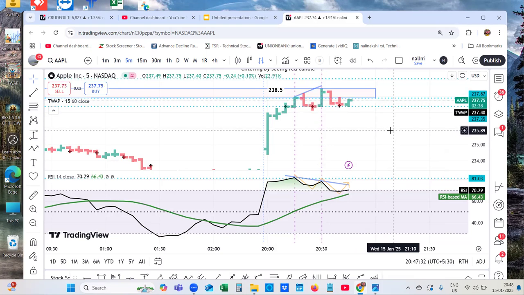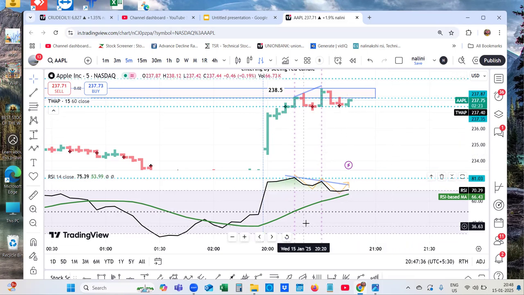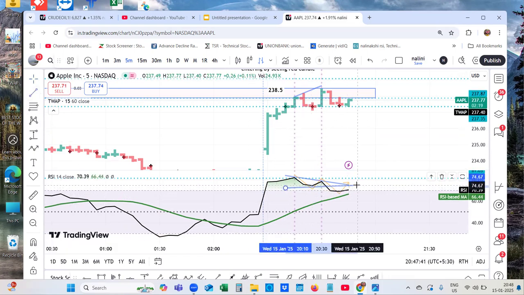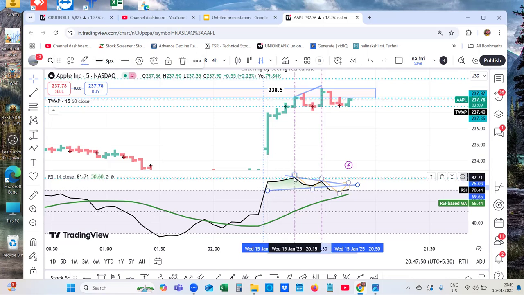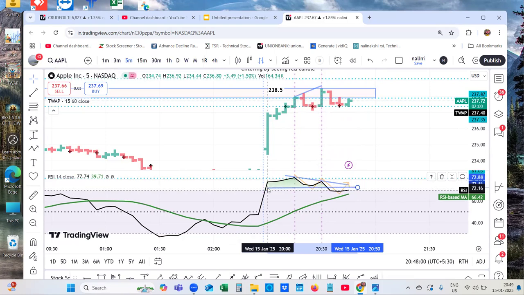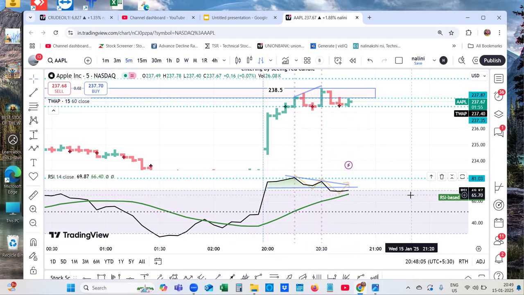RSI is not at all showing any strength. It's not increasing. See, it has fallen below this low. It is making a lower low. You can see lower high and lower low, right? You can identify lower low and lower high even in the RSI.